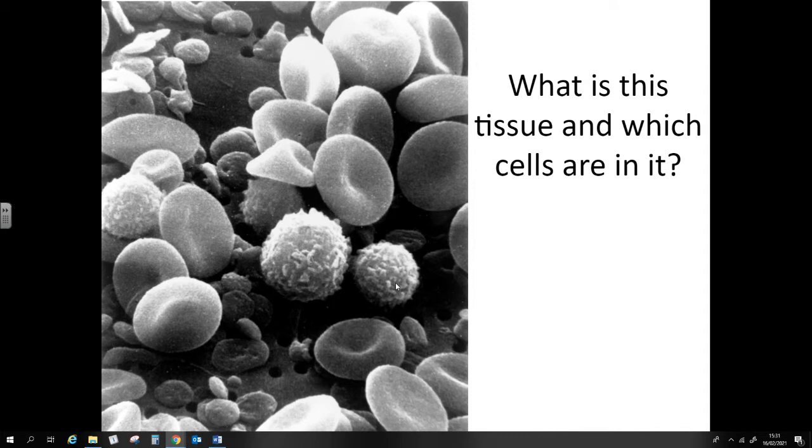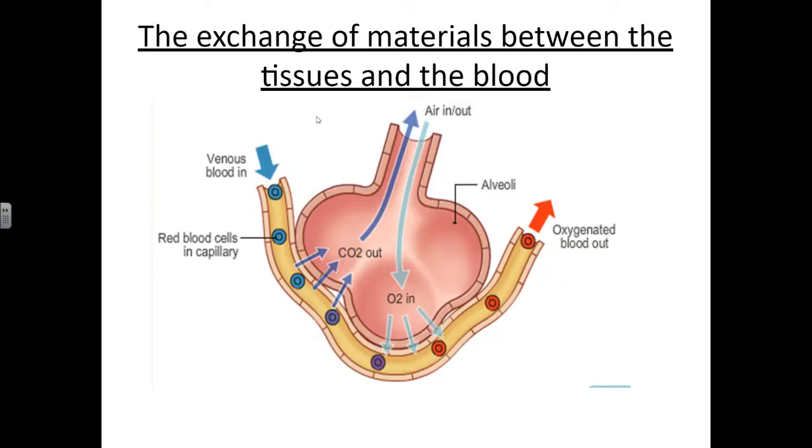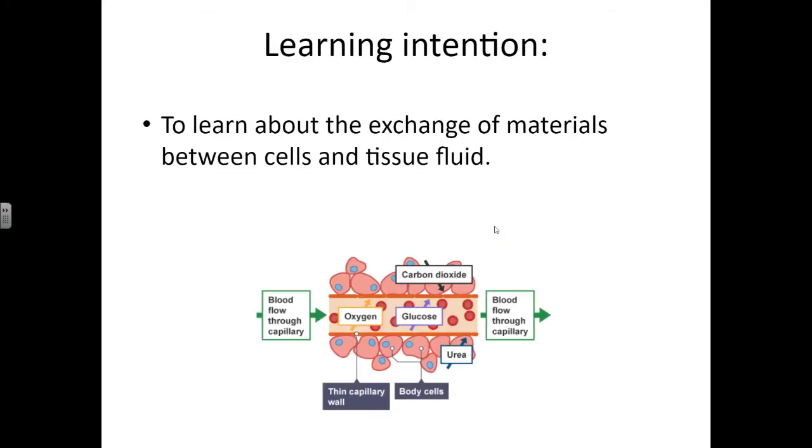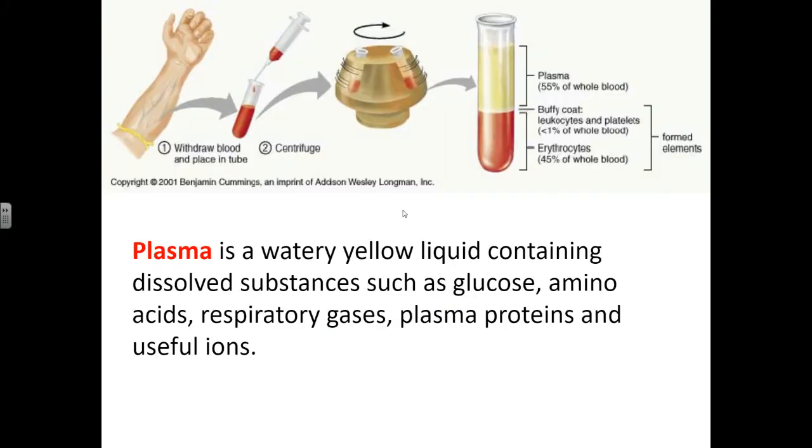Okay, so what tissue do you think this is shown on the screen? Okay, it is the blood. You can see red blood cells, you can see white blood cells. When we go on later in the course, we'll talk about platelets and other stuff as well. So as I said, we're looking at the exchange of materials between the tissues and the blood. We're going to learn about that in this.